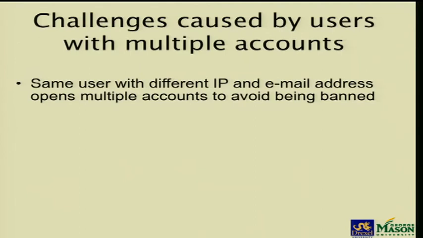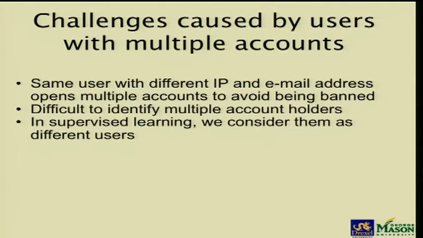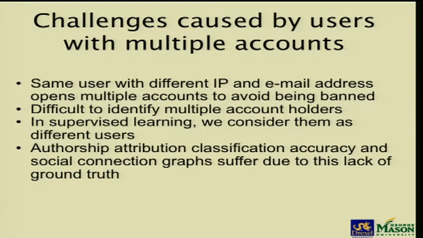And our last challenge was caused by users who had multiple accounts within forums or across forums. Within forums, it's not allowed to have more than one account. So these users signed up with different IPs and email addresses so that their accounts cannot be identified and they won't be banned. And this is causing problems for us. Now we cannot identify them. We don't have the ground truth to find them. And in supervised learning, since we consider these as different users, our authorship attribution accuracy and also our social connection graphs suffer due to this lack of ground truth.